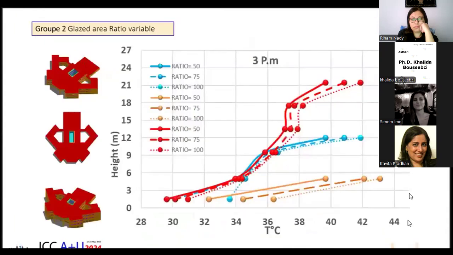For the second group, the glassed area ratio variable, the vertical distribution of temperatures is specifically presented with different ratios. It shows that the thermal gradients for the different glassed area ratios respond at identical rates with each configuration of the SAR variable, which means that reducing the glassed area ratio did not always affect the behavior of the atrium in terms of thermal stratification.